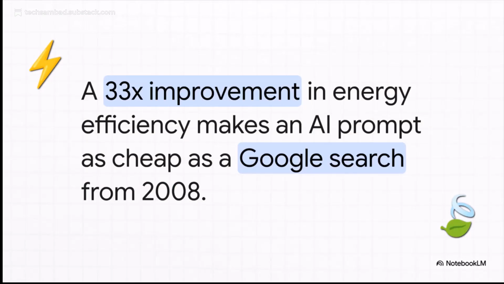And it's not just the models getting cheaper, it's the cost to actually run them. The energy efficiency has improved so much that a complex AI prompt today costs about the same as a simple Google search did way back in 2008. That's the secret sauce. That's why these powerful tools can be offered to billions of people for free.